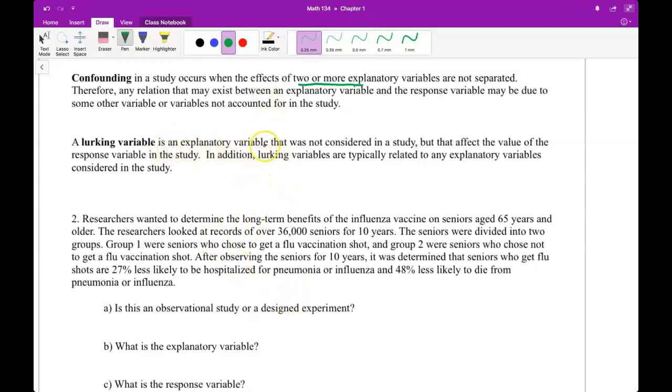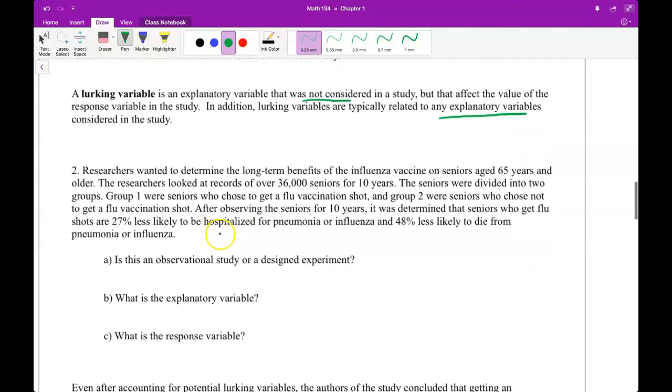A lurking variable is an explanatory variable that was not considered. So this was not considered in a study, but it affects the value of the response variable in this study. In addition, lurking variables are typically related to any explanatory variables considered in this study. So those variables that are missing actually are related to what we already have for explanatory variables in our study. So let's work on this example and make it more clear.